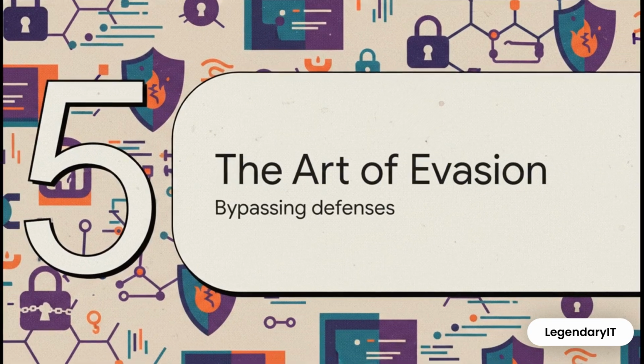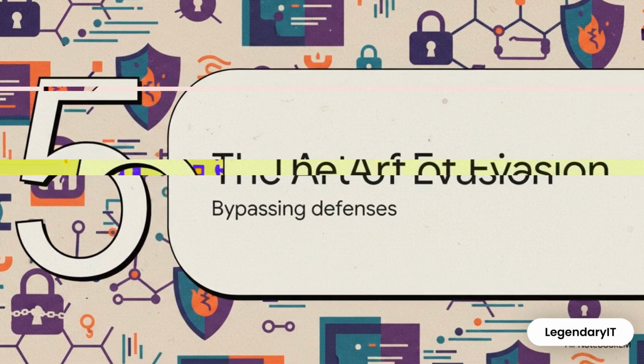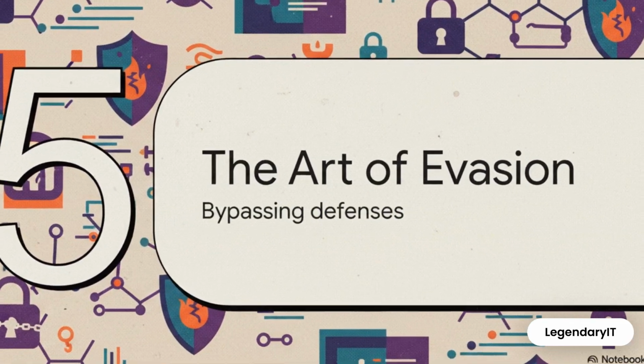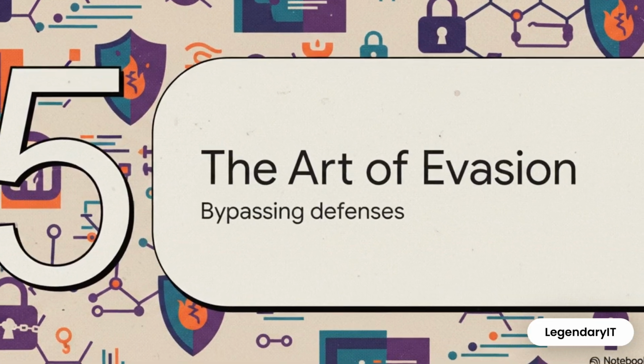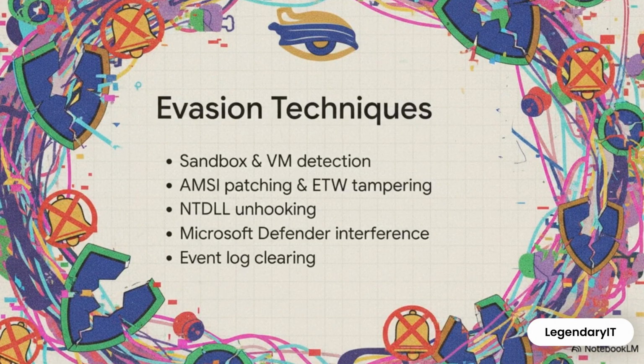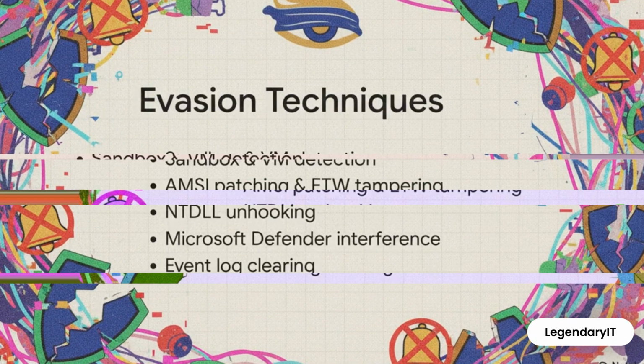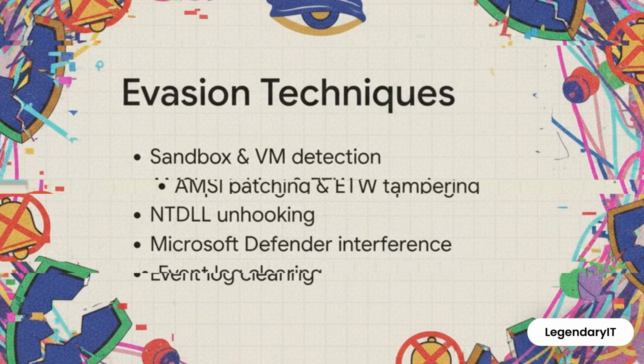Moving on to Section 5, the art of evasion. Because pulling all of this off silently requires defeating some serious modern cybersecurity defenses. The sheer volume of techniques DeepDoor uses to blind security tools is just staggering.